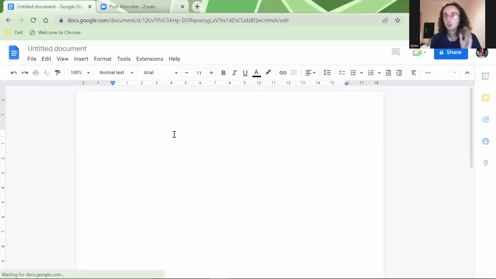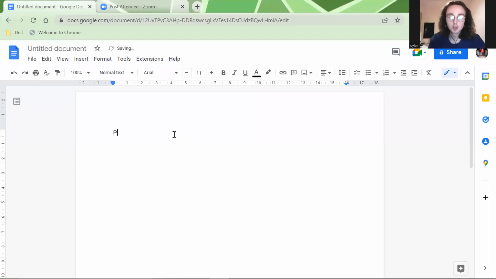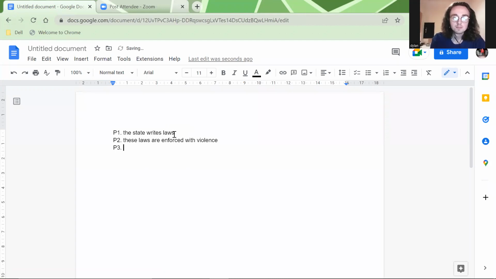Okay. Presumably in that debate, the way that people were talking about democracy was using the regular state power principle. That principle looks like this if you write it out. Premise one, people have to follow the state's laws. Premise two is these laws are enforced with violence. Premise three is, so the state's laws are enforced with violence.